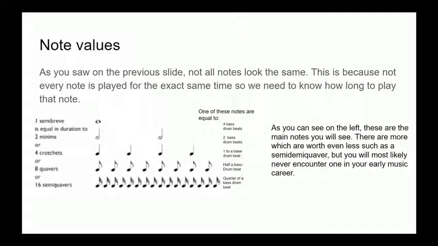Note values. As you saw in the previous slide, not all notes look the same. This is because not every note is played for the exact same amount of time, so we need to know how long to play that note. As you can see on the left, these are the main notes you will see: a semi-breve, which is the equivalent of 4 bass drum beats, a minim, which is the equivalent of 2 bass drum beats, a crotchet, 1 bass drum beat, a quaver, half a bass drum beat, and a semi-quaver, a quarter of a bass drum beat. There are more which are worth even less, such as a semi-demi-quaver, but you'll most likely never encounter one of these in your early music career.